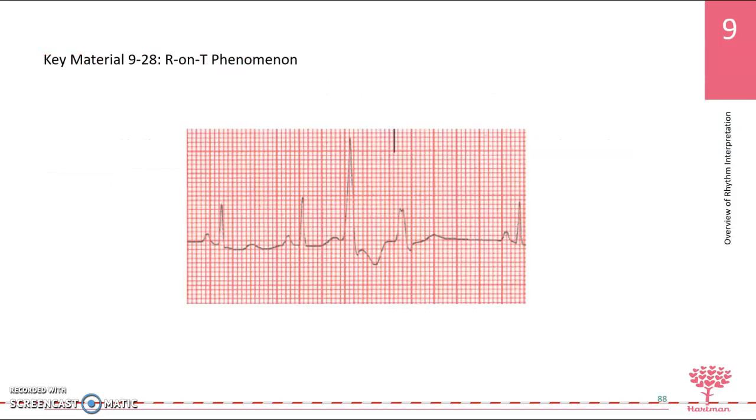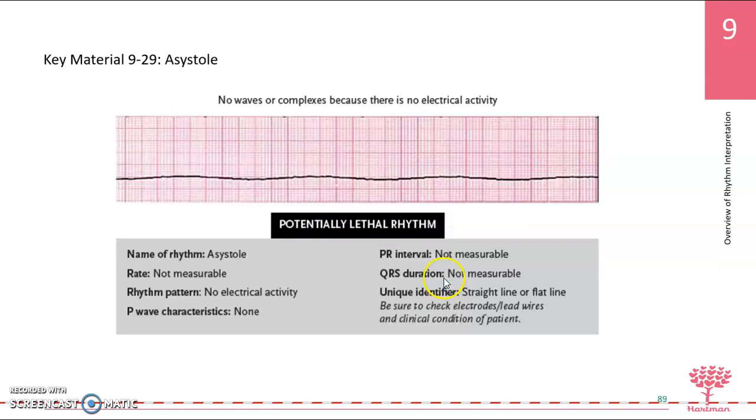So here's that R on T phenomenon that we saw in the description. Here's the Q, R, S, T. So you see how the R comes down to the S and then right into the T. That's an R on T phenomenon.